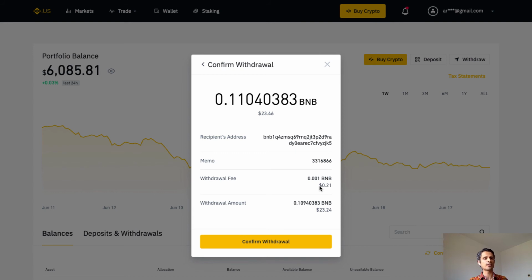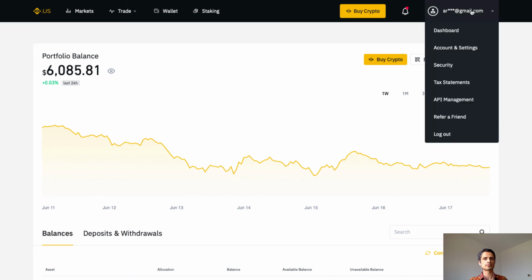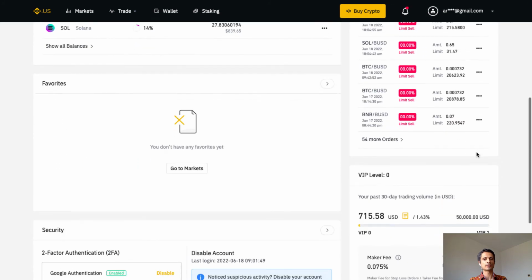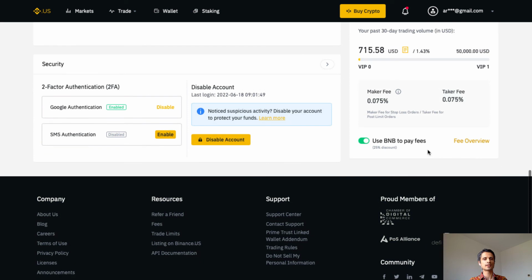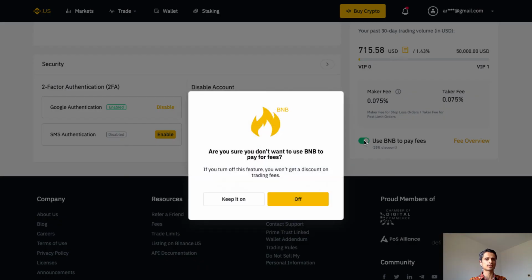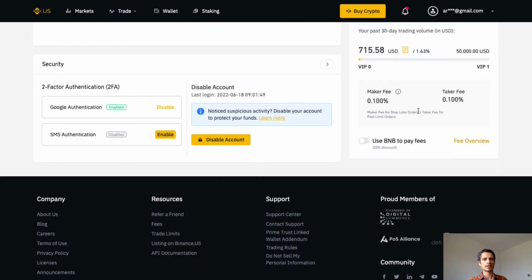Speaking of trading fees, this is my third item. So here on my dashboard, if we scroll down, we can see here's a switch which says use BNB to pay fees. So I get a 25% discount. If I toggle this off, we can see what happens. So here my fees go up to 0.1%. Now, when using BNB, they're down to 0.075.